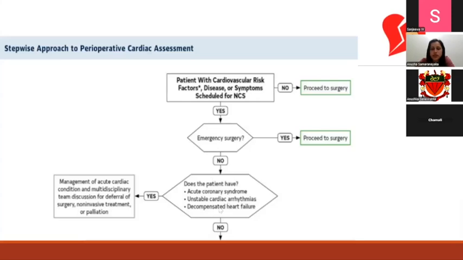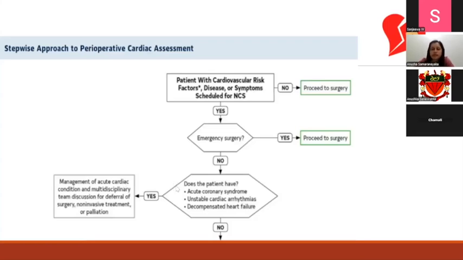Because this is not an emergency surgery, we have some time to assess whether this patient has those very high risk conditions I have mentioned already: cardiac arrhythmia, unstable coronary syndromes, or decompensated heart failure. If the patient has any of these, then we have to discuss whether this surgery is to be done as semi-urgent or urgent, or whether there are any alternatives. And obviously, if time permits, we should treat this first before going ahead with the surgery.